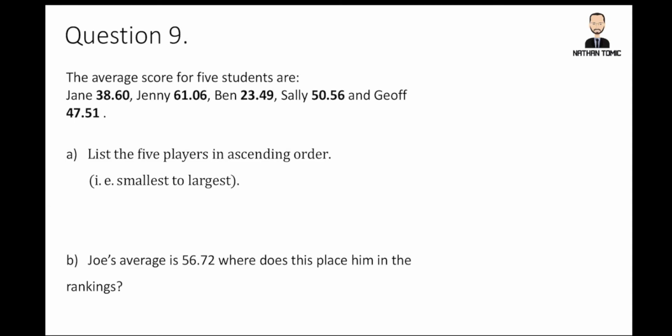So let's have a look at them. Looking at our whole numbers first, we can clearly see that this one here has a 23, and that is the smallest number. So we're going to start with 23.49 being the smallest one. Let's cross it off so we know we have used it. If we now look for the next smallest number, we have 38 here. So we're going to have 38.60. Let's cross it off.